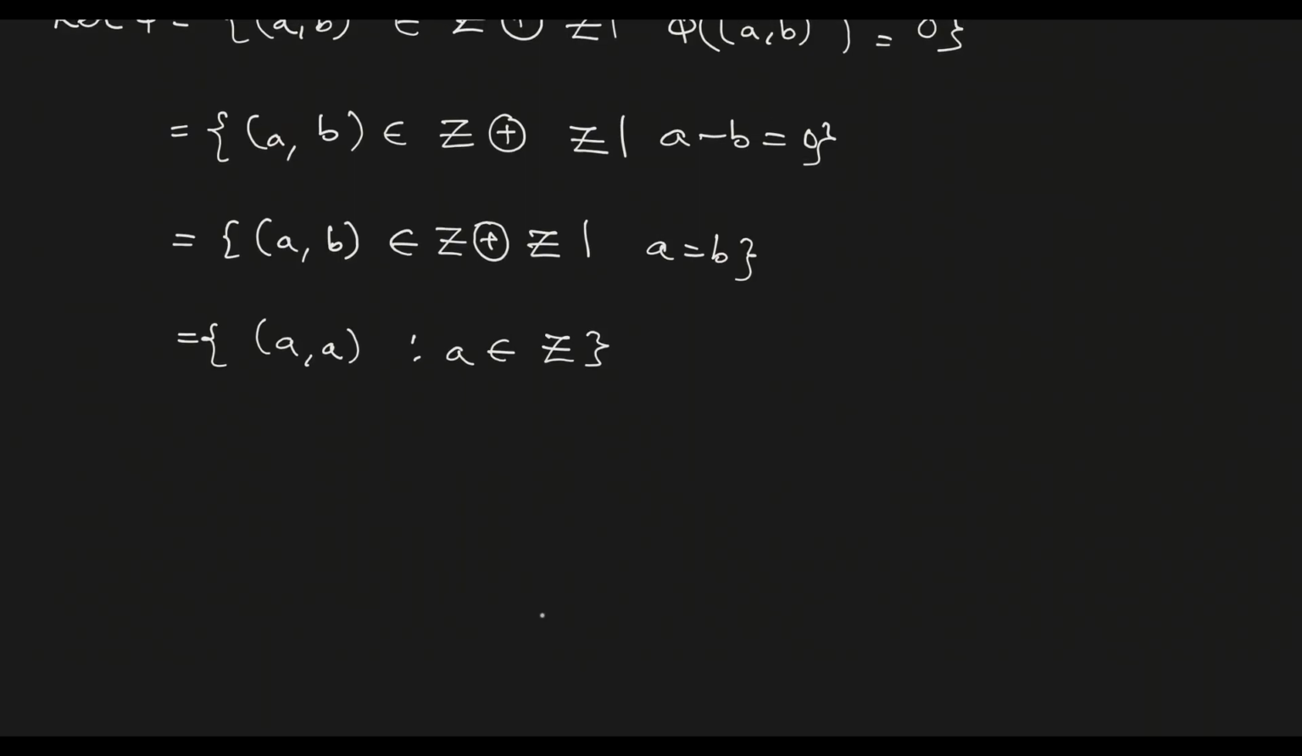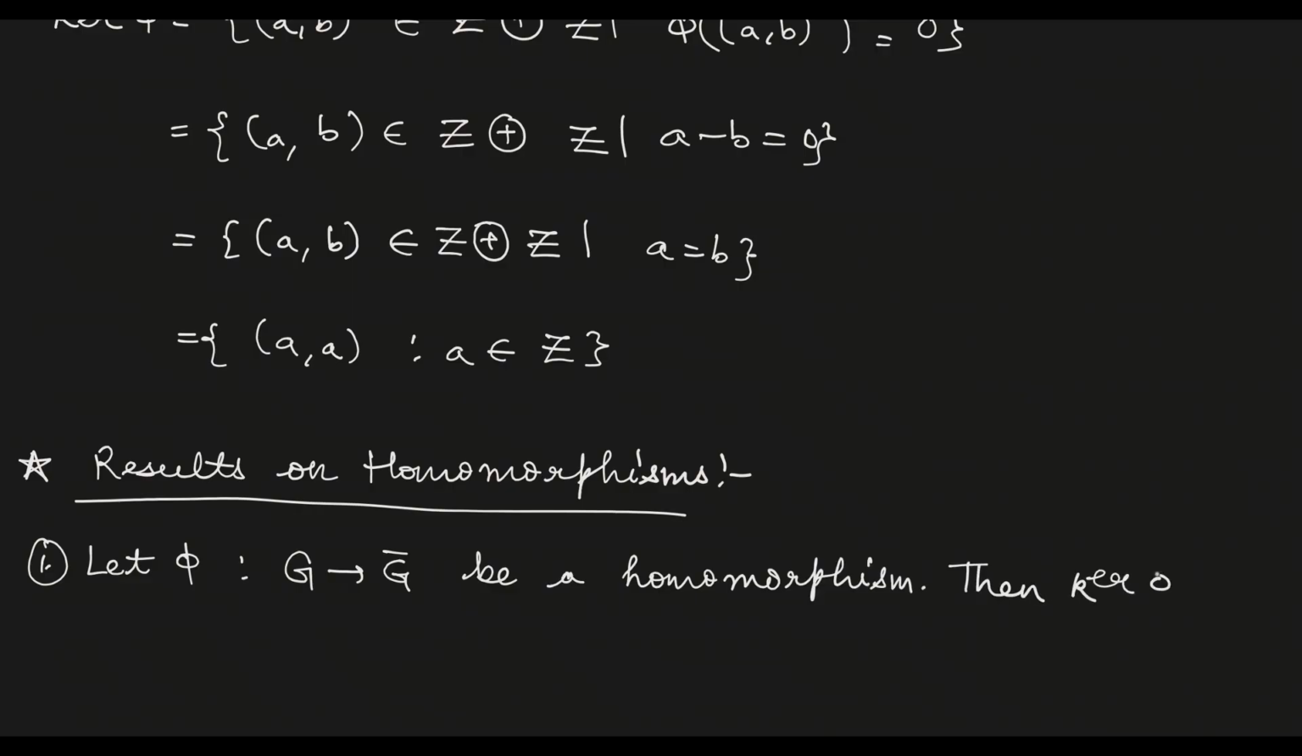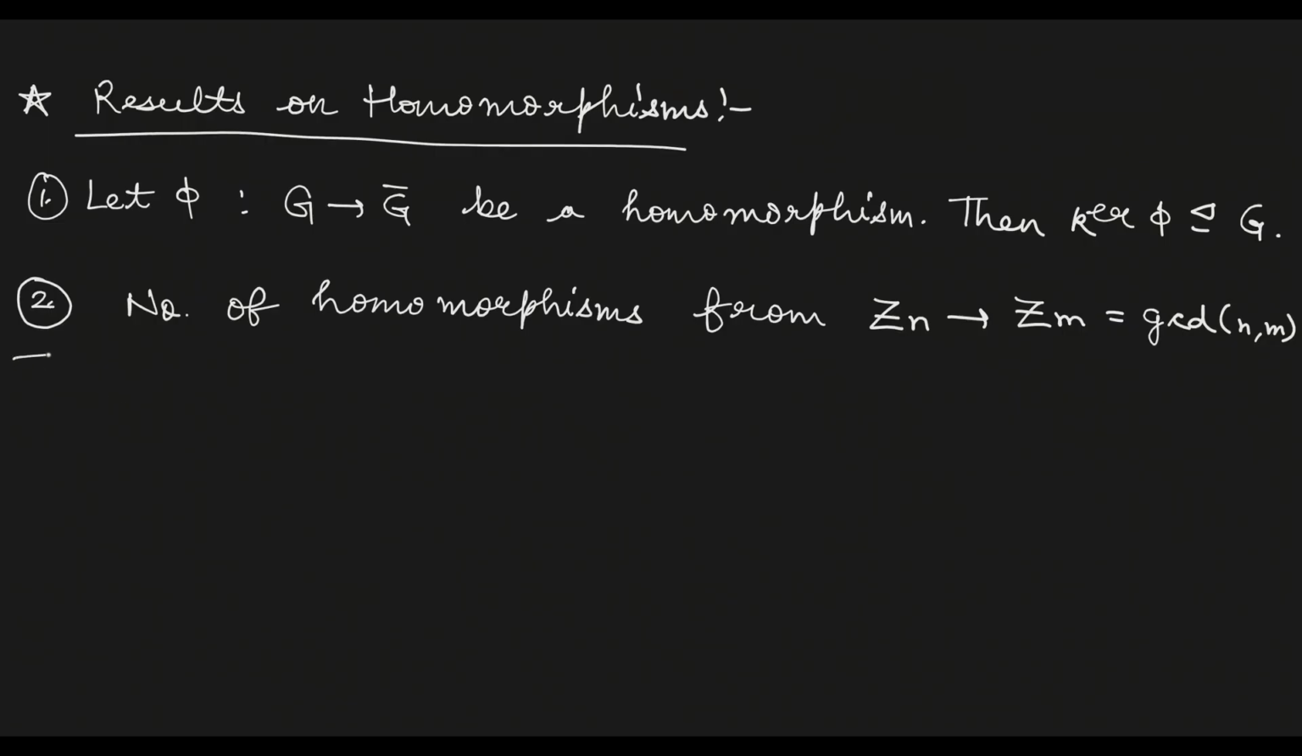Next, some results on homomorphisms. First, let phi mapping from G to G bar be a homomorphism, then kernel phi is a normal subgroup of G. Next, the number of homomorphisms from Zn to Zm is GCD of n comma m. This is important.